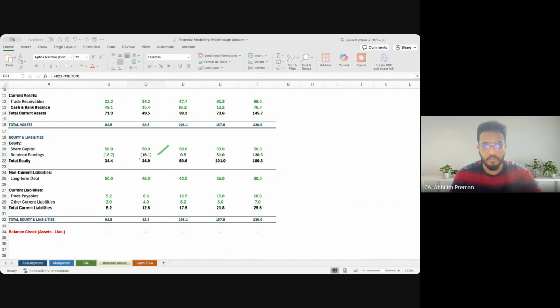This is 1 plus 2. Then it's 1 plus 2 plus 3. Then 1 plus 2 plus 3 plus 4. See? So it's the previous year plus this year's profit, like that. Okay. So the total equity we have here is share capital plus retained earnings. That is the total equity.